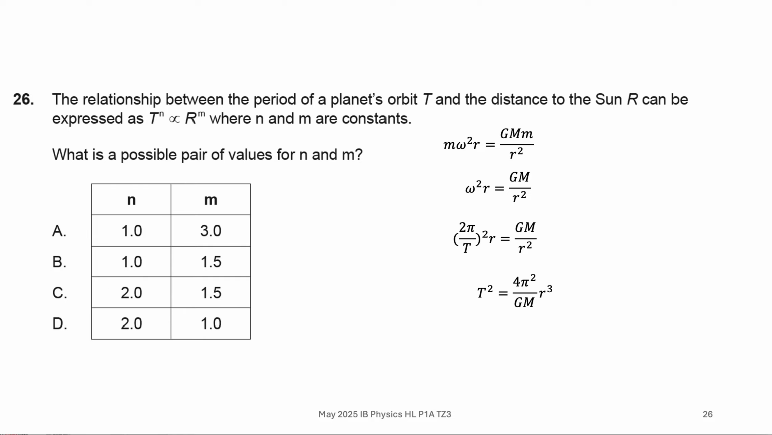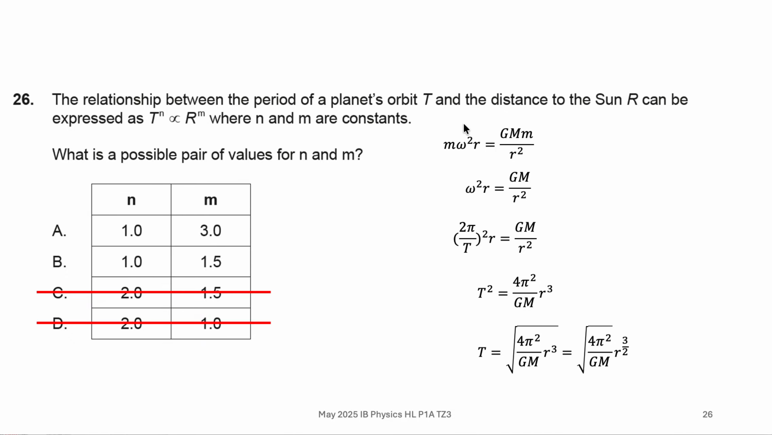However, what we can do is start ruling out some answers. We don't have a 2 and a 1 here, and we don't have a 2 and a 1.5. However, what we can hopefully see is that we can take the square root of these things. We need n to be equal to 1. That's the only possible answer.